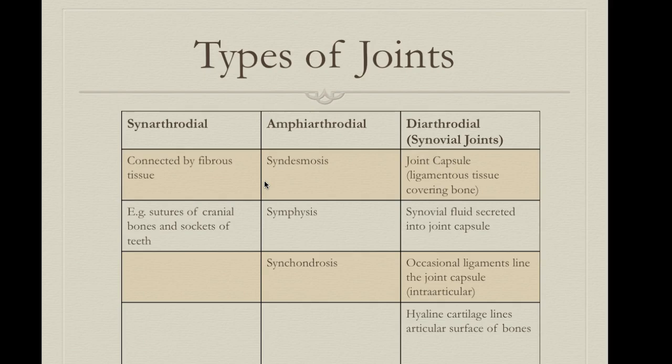Syndesmoses are held together by strong ligaments and can be found in the coracoclavicular joints, which is in the shoulder, or in the inferior tibiofibular joint, which is close to the ankle.